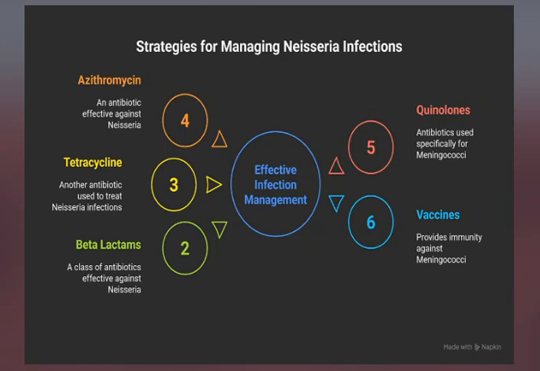Managing Neisseria infections involves antibiotics like azithromycin, beta-lactams, tetracycline, and quinolones, each effective against different strains or species. Vaccines also play a key role, especially against meningococcal infections, providing immunity and preventing outbreaks. Combining these strategies helps control and reduce the impact of these bacteria.